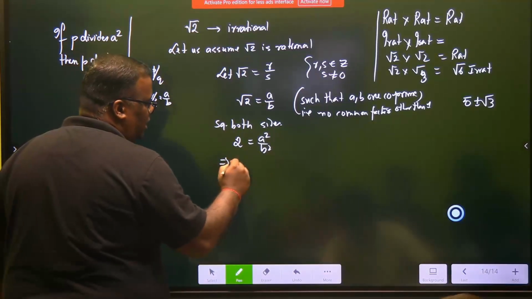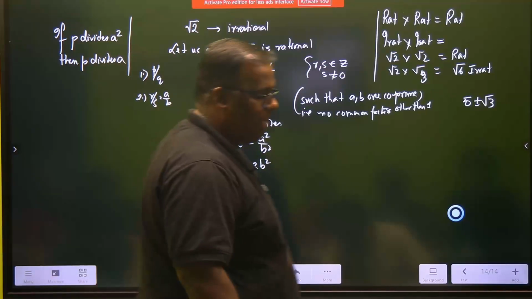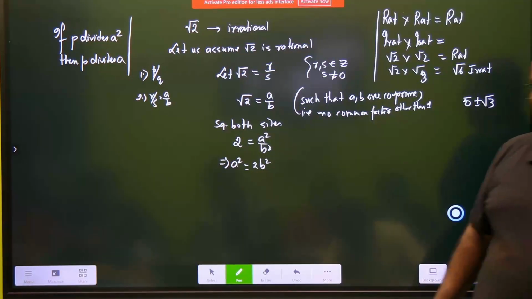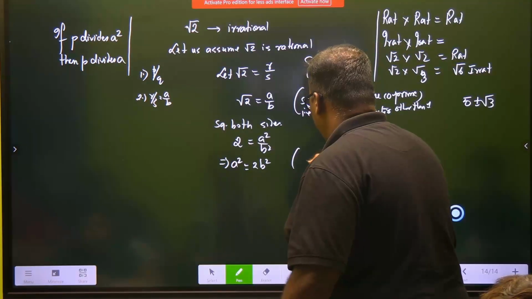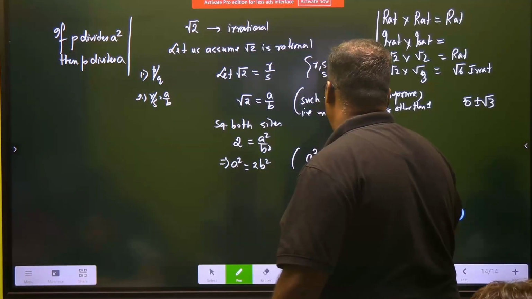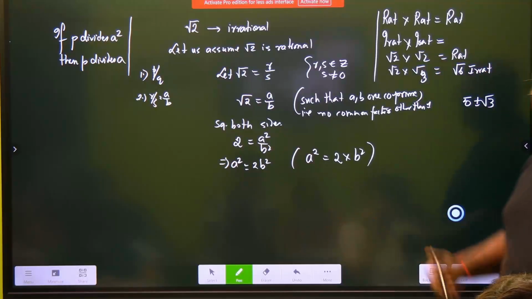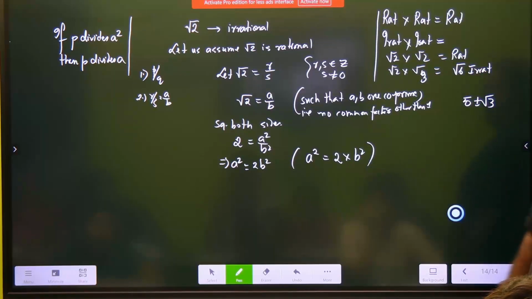Can you then write a square is equal to 2b square? A square is equal to 2b square. A very interesting observation. No need to mug up anything. You can think it like this: a square is equal to 2 into b square. Can we not think like this? That means when a square was expanded into its factors, 2 and b square are factors of a square.